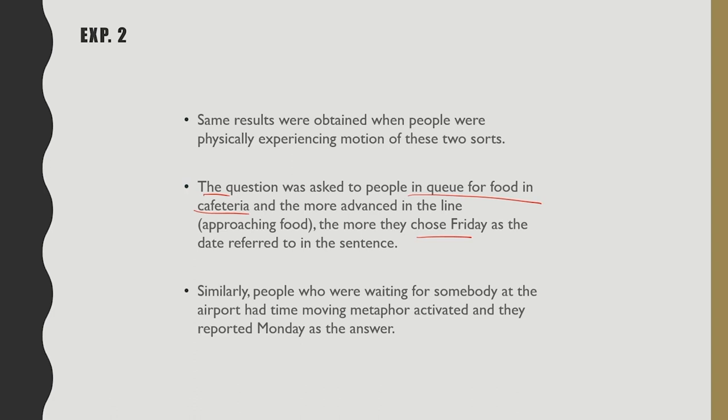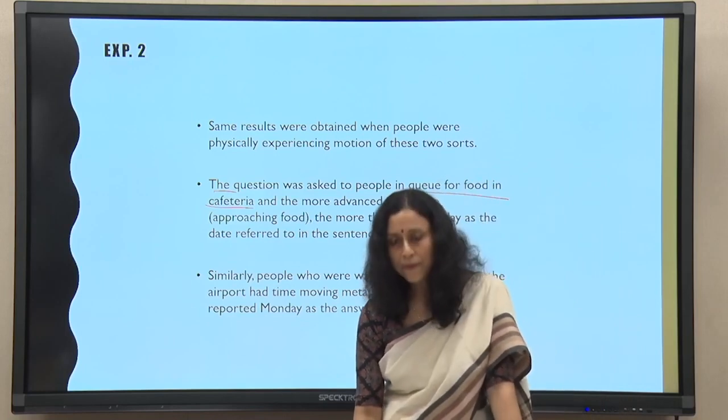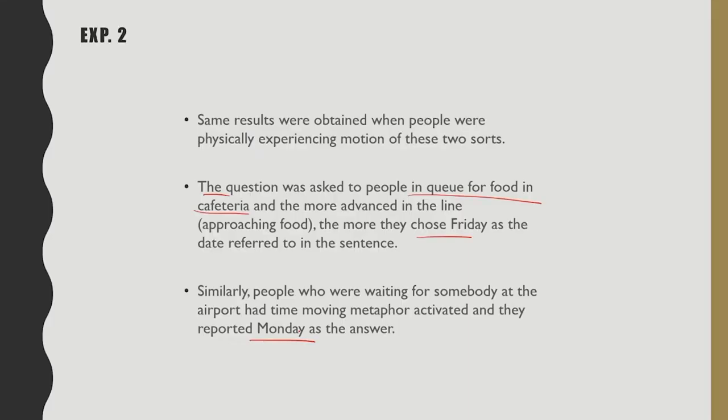These people are actually moving on a line in a cafeteria, they are standing in a line. So, the people who were further ahead in the line, more of them chose Friday as the date referred to in the sentence. These subjects were chosen depending on the scenario. The researchers just went and looked at people in the queue and asked. They were not primed beforehand. Similarly, they also asked some people who were waiting at the airport to receive somebody, and many other such scenarios, just went and randomly asked. And when they are waiting for an object or a thing or a person to arrive and they are static, in that case again they got Monday as the answer.